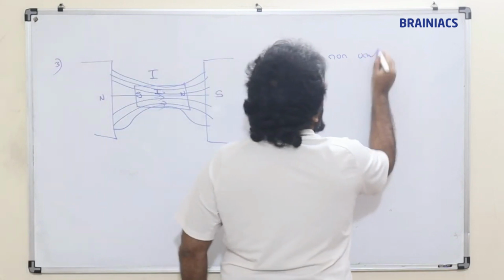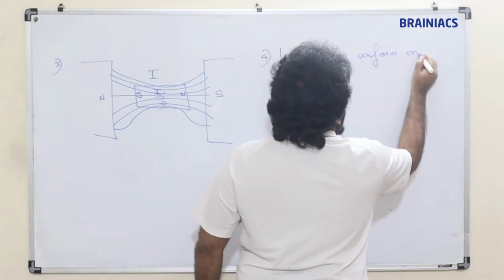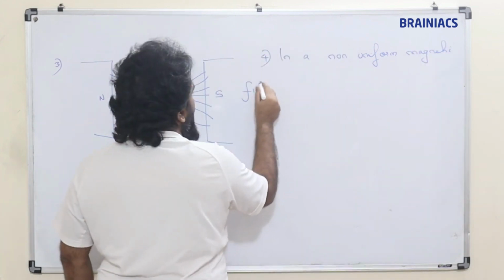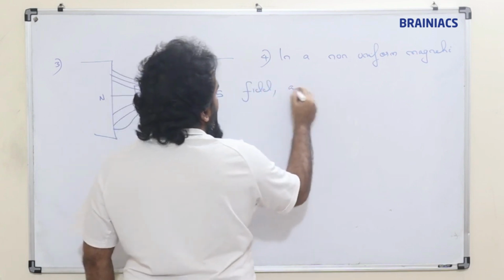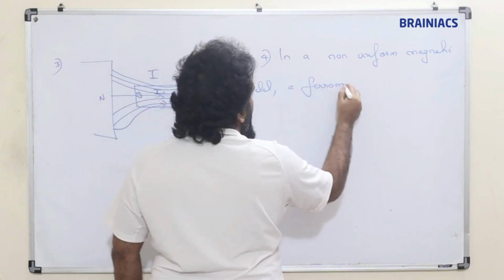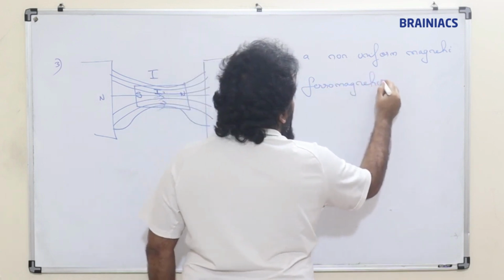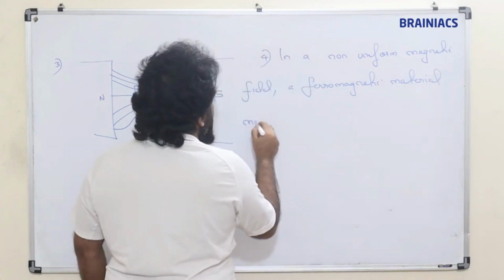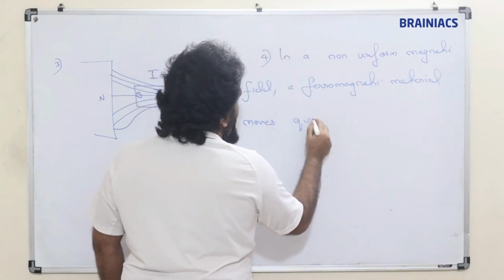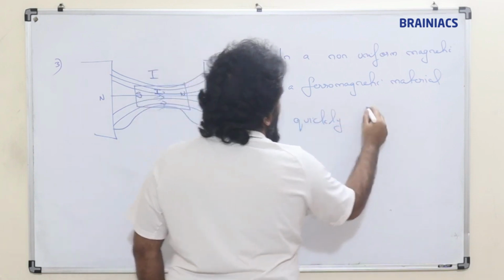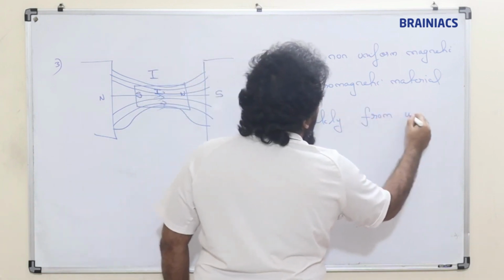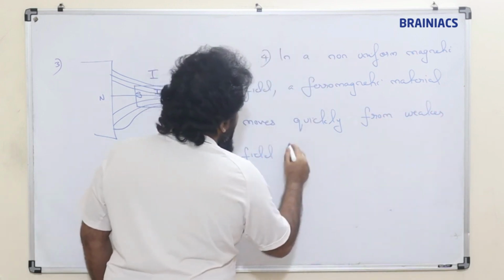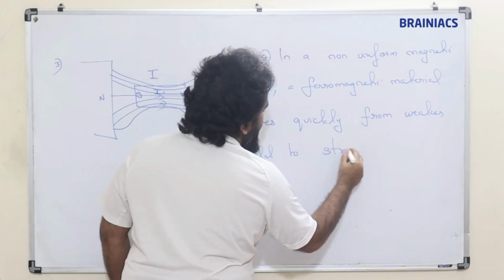In a non-uniform magnetic field, a ferromagnetic material moves quickly from the weaker field to the stronger field.